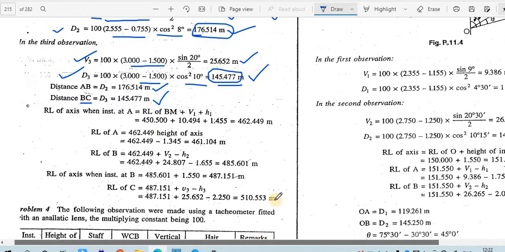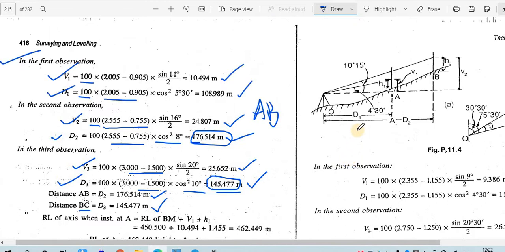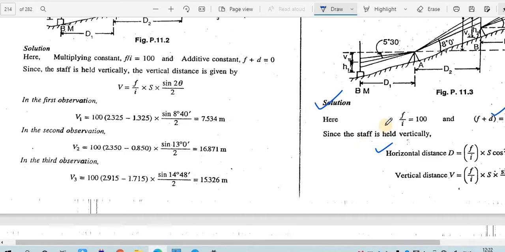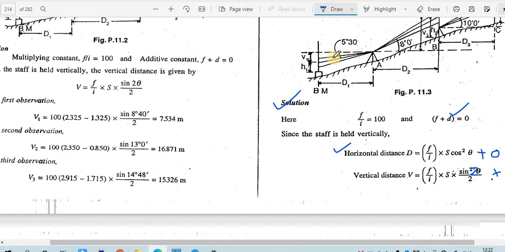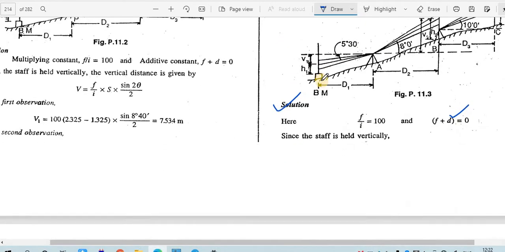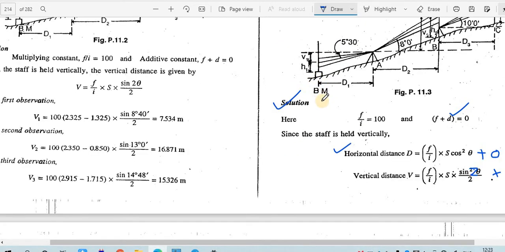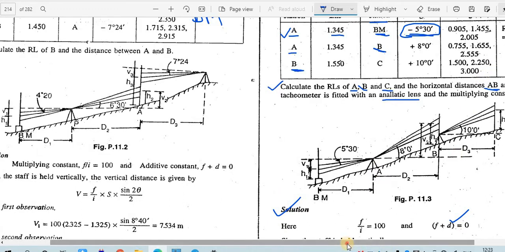After that, we need to calculate the reduced level. Reduced level is very easy to calculate. You need to understand the line and what you need to measure, and subtract or add based on the given diagram. Suppose we have the benchmark. The benchmark value is given as what?